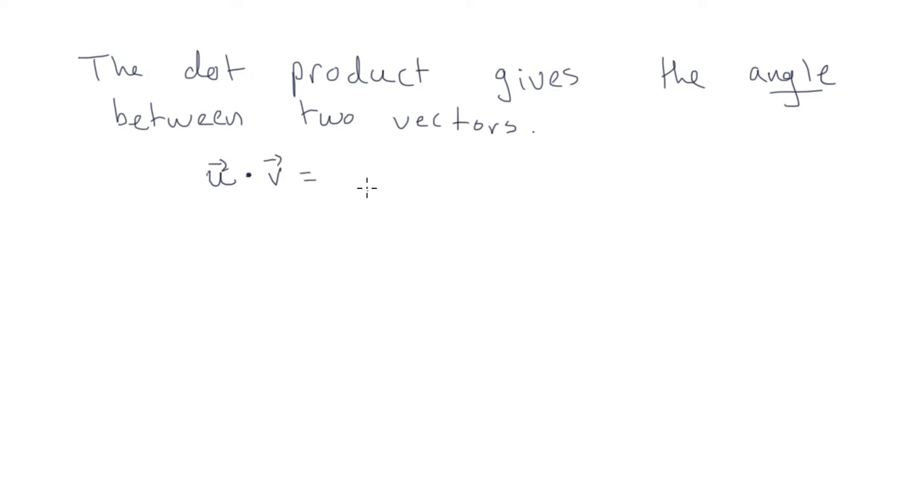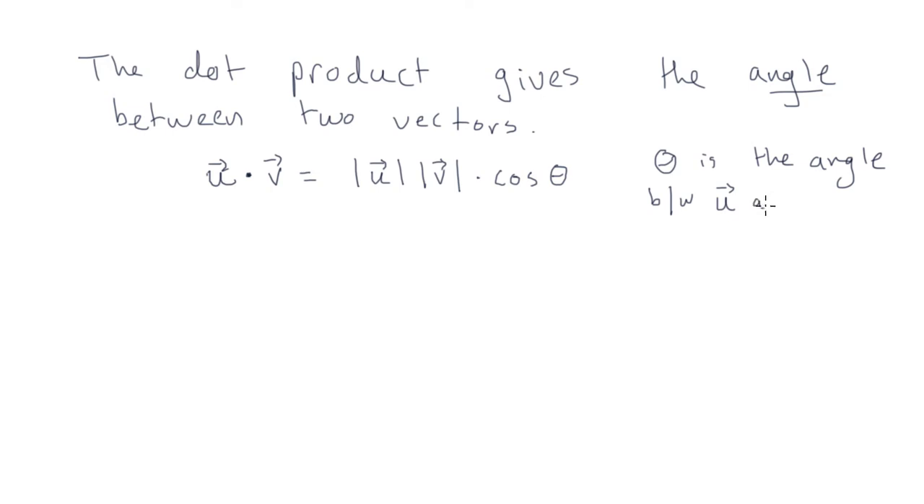What you get is the length of u times the length of v, and then times cosine of theta. And what is theta? Theta is the angle between u and v. And this angle is going to be between 0 and 180 degrees, or 0 and pi radians.